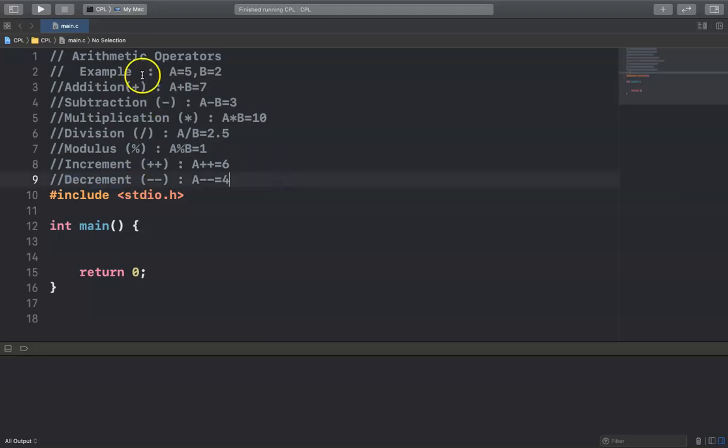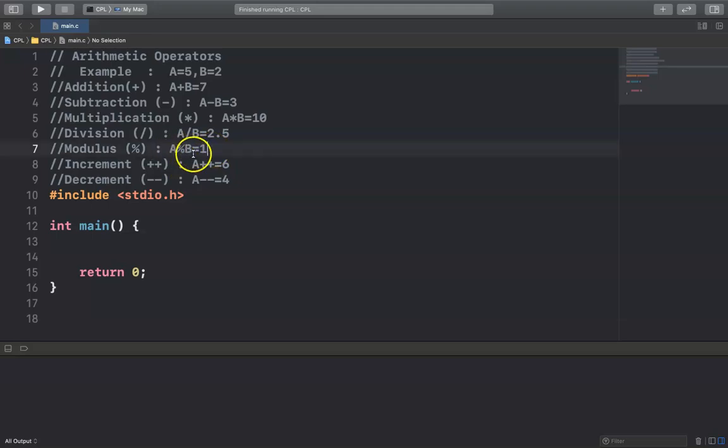For example, A is equal to 5, B is equal to 2. So the addition A plus B is equal to 7. A minus B is equal to 3. A multiplied by B is equal to 10. A divided by B is equal to 2.5. A modulo B is equal to 1.